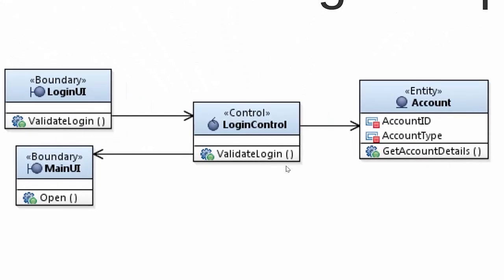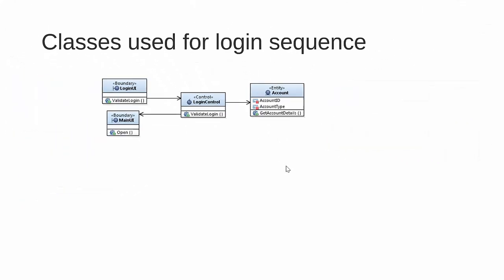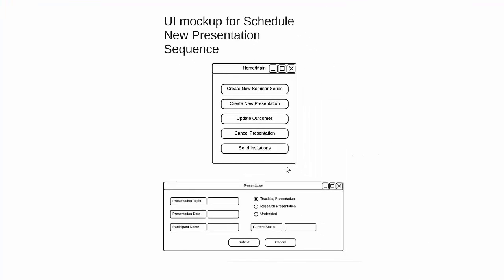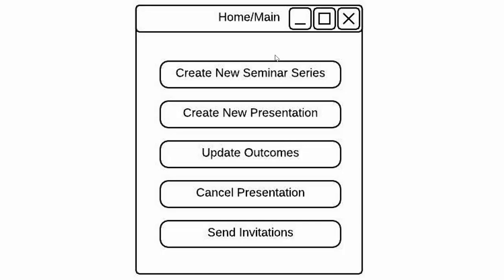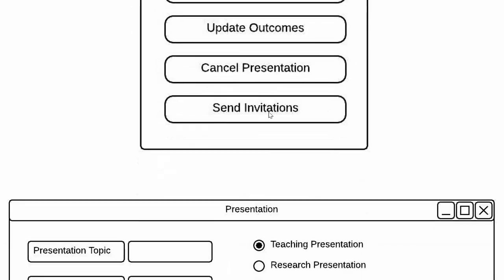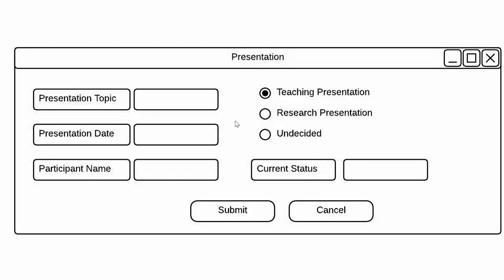So let's move on to the next example, where you're trying to schedule a new presentation. What happens? The precondition would be that the user should be logged in. So they're logged in and looking at the screen. They could click on this button, create new presentation, which might take them to this presentation UI, where they put in the topic, the date, all the details that they need for the presentation, and click submit. What happens then when they do that?